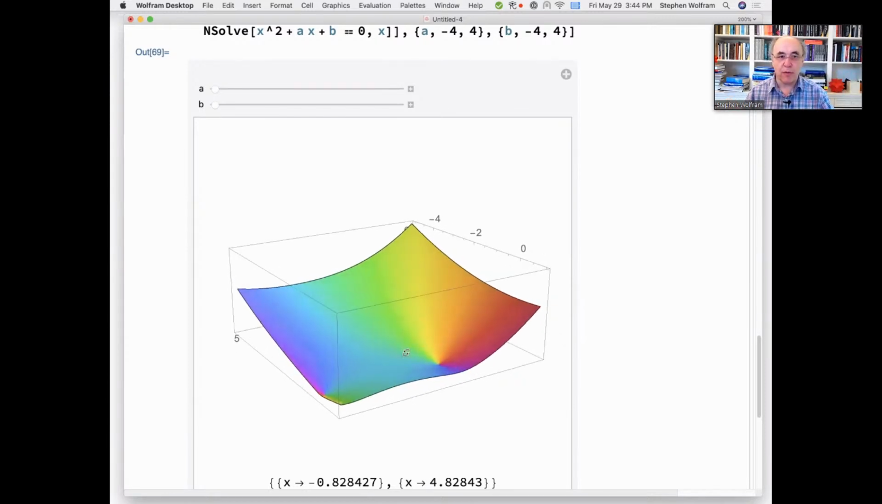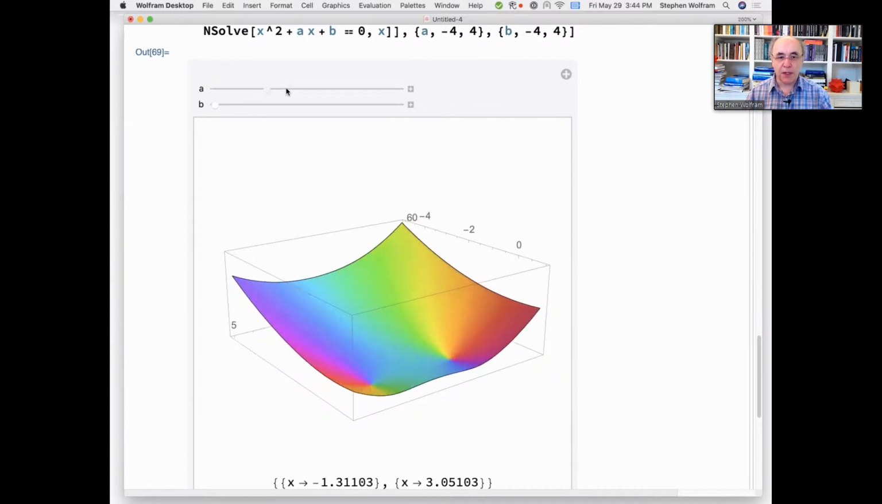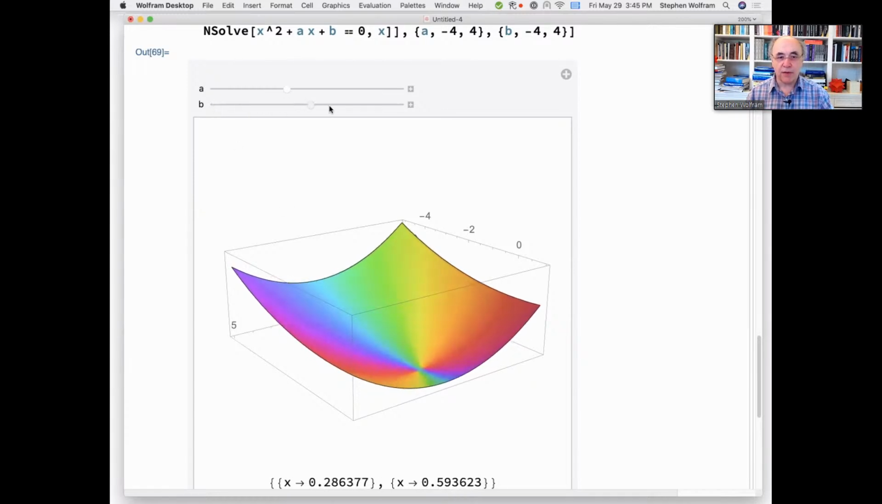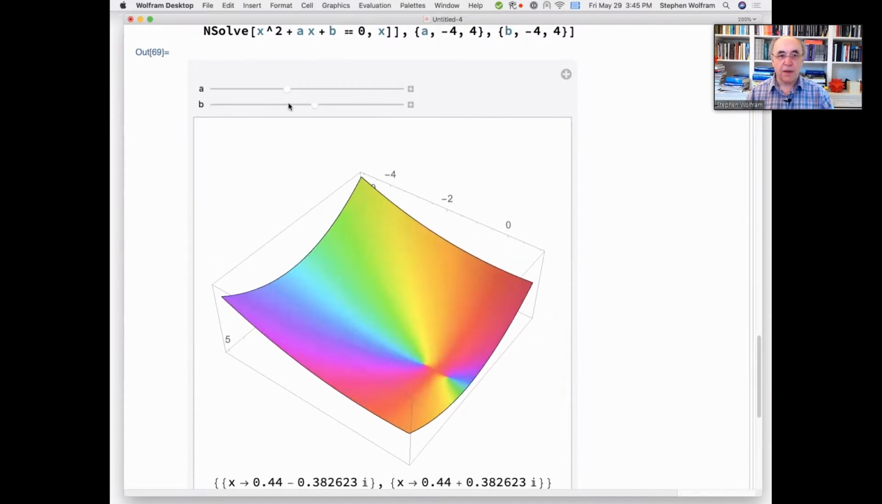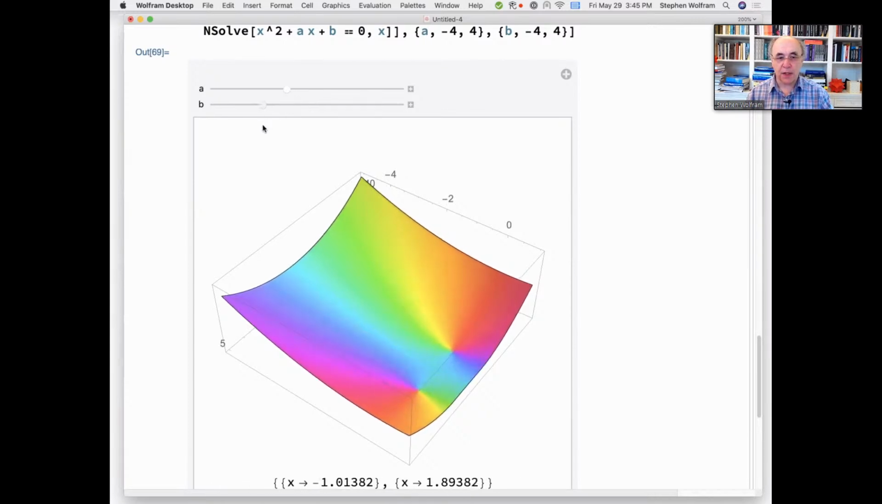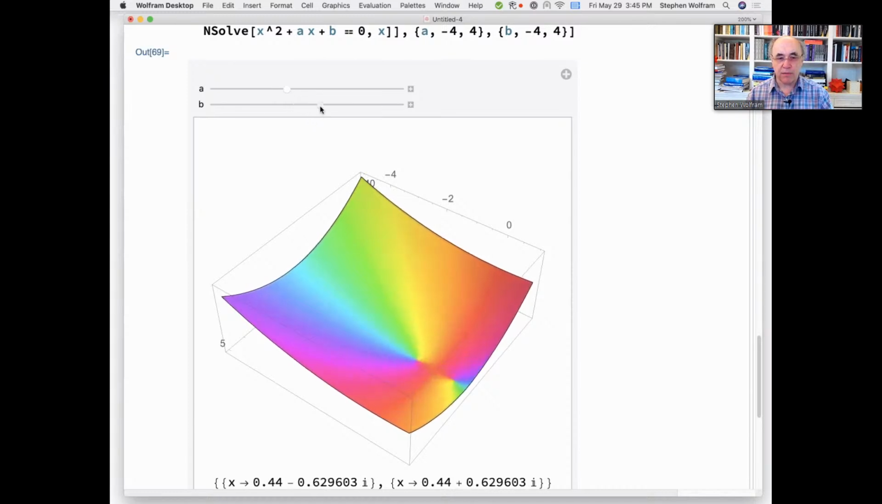So as we move a and b, we'll move around the positions of those places there. Those are the roots of that equation, and they move around, and we can see them do all kinds of things. For people who are into the math of what's going on here, what happened as those things move around is the roots on the real axis move, get to this critical point, and then the roots go off into the complex plane.